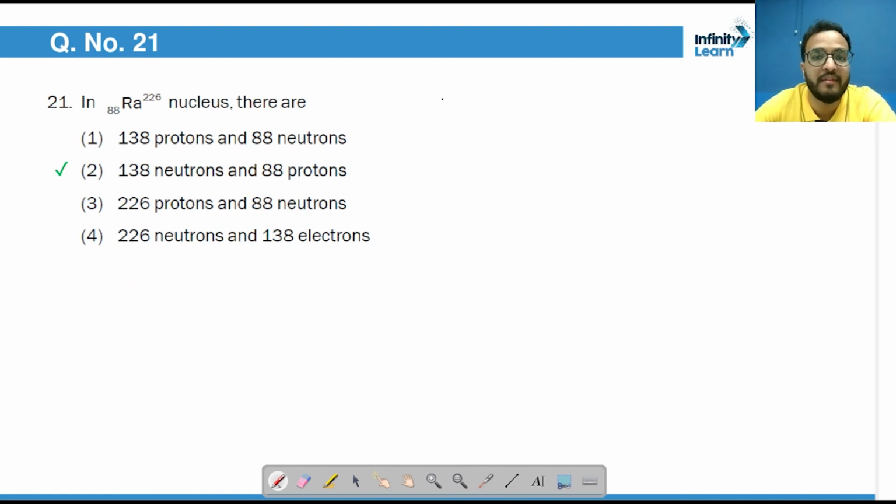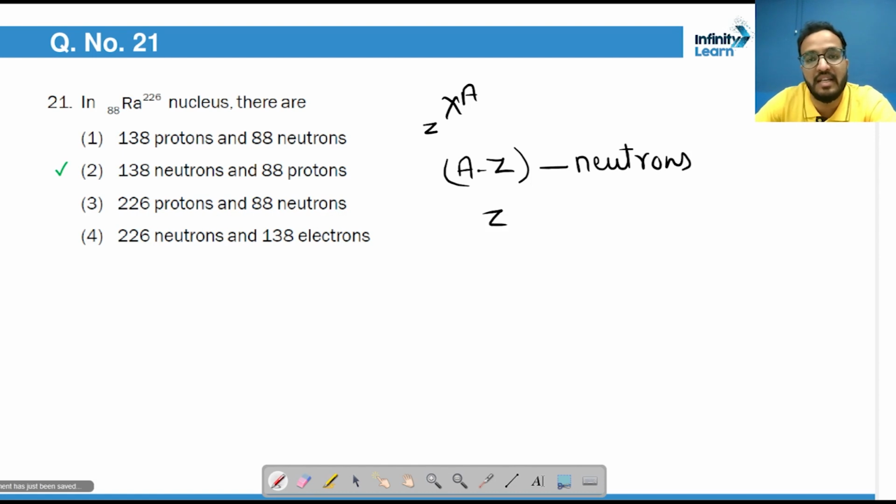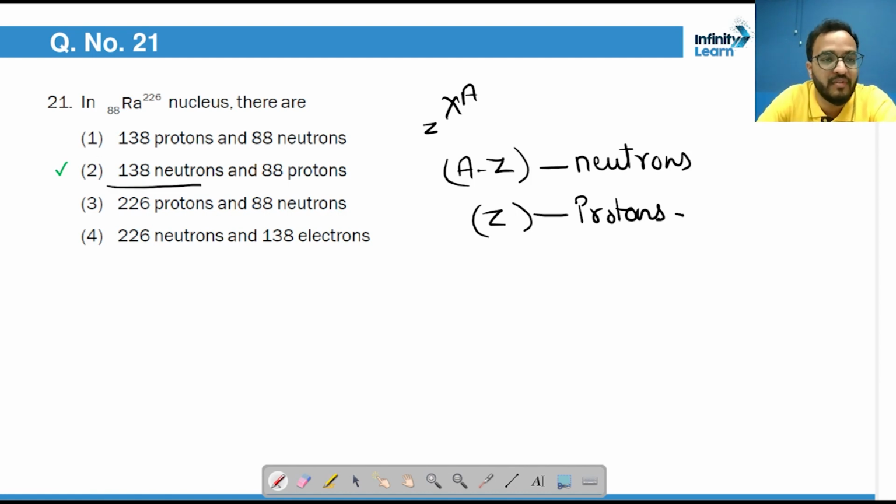Okay, we all know that for X with A and Z, A minus Z is the number of neutrons, and Z is the number of protons. Right? So I guess you can do the calculations. Second option will be correct.